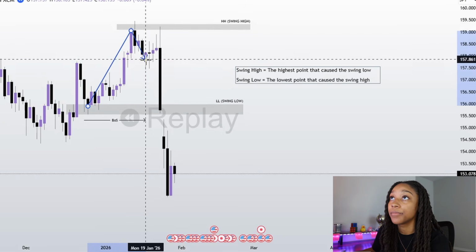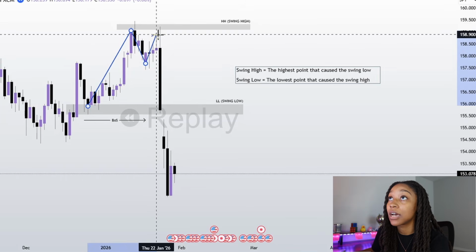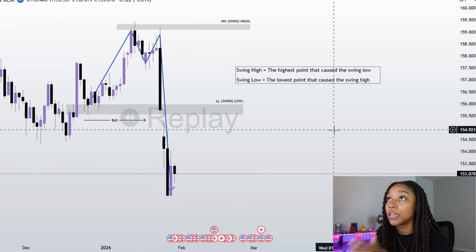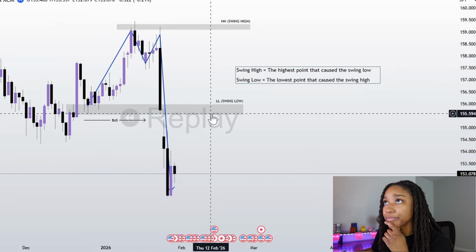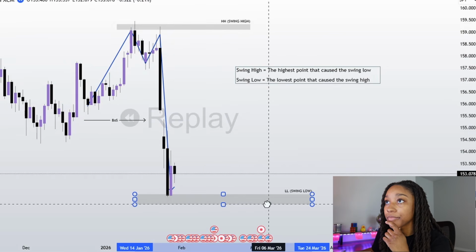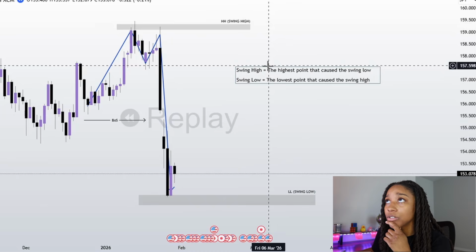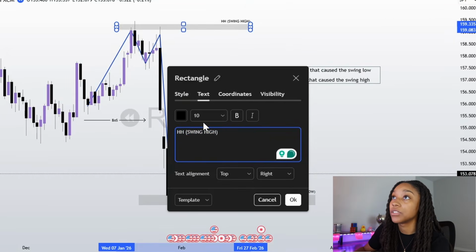Price, we dipped down a little bit. Right? We came up and made this high point, and then we broke structure. Okay, so by definition, the swing low is the lowest point that caused the swing high. So we know this is our new low. But our swing high, what is our new swing high? So again, this is going to be not a higher high, but a lower high.